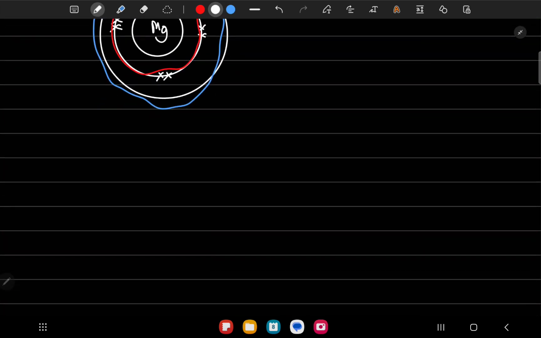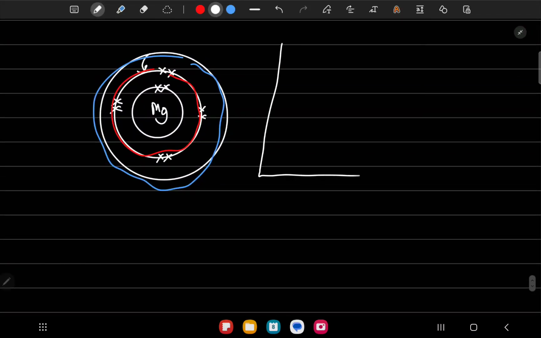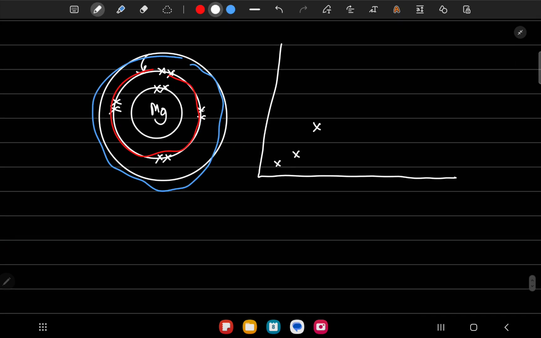So for magnesium, if I draw a graph beside it, the first ionization will have a small difference between them. Now, however, going to the third one, there will be a big increase. And then the next 8 electrons, until these electrons are all removed from the second shell, they'll also rise at a steady level. So 1, 2, 3, 4, 5, 6, 7, and 8.